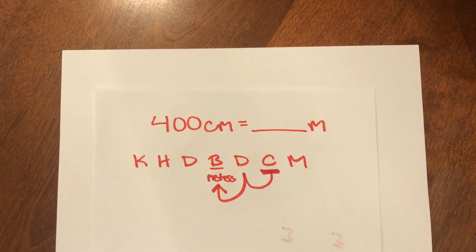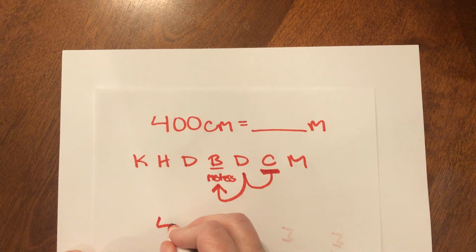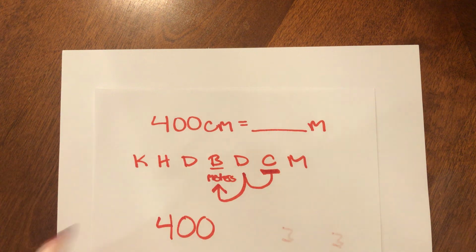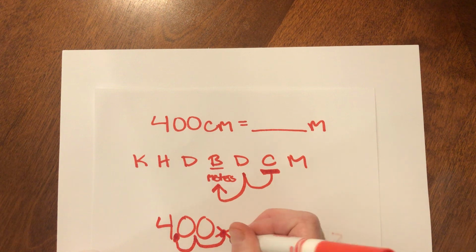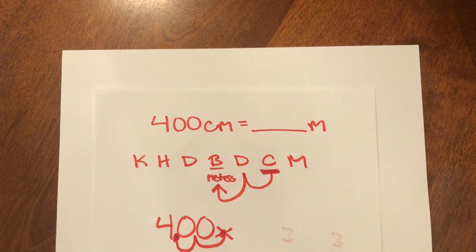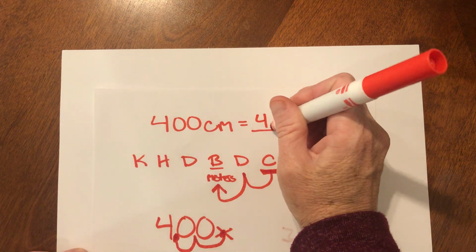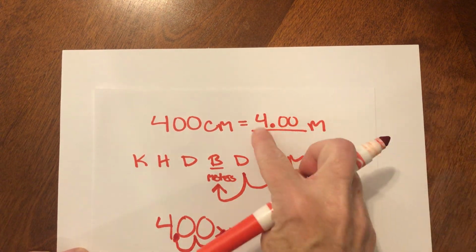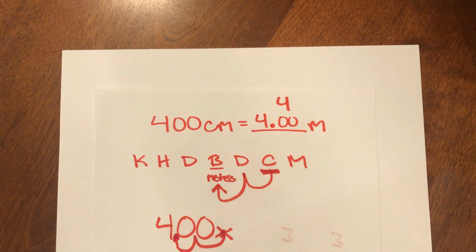So how many spots did I move? I moved 1, 2 to the left. Okay. So I need to take my number, which is 400. It doesn't have a decimal, so I'm going to add 1 to the end. And we're going to move it 1, 2 to the left, just like this was moved 2 to the left. So it's not there anymore. So my 400 now turned into 4.00, which really is the same as just 4. Okay, you ready to try some with me?